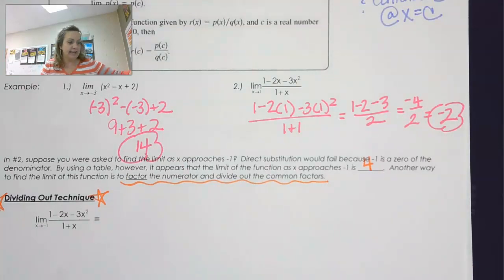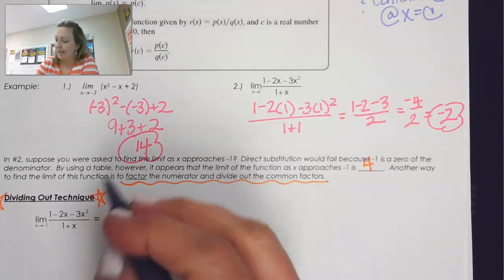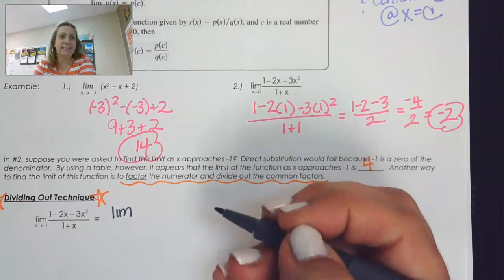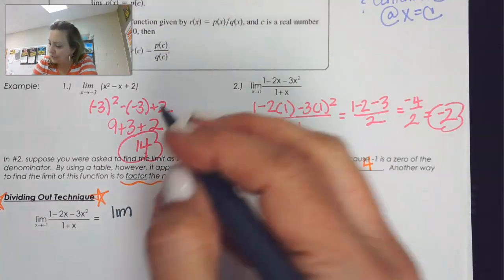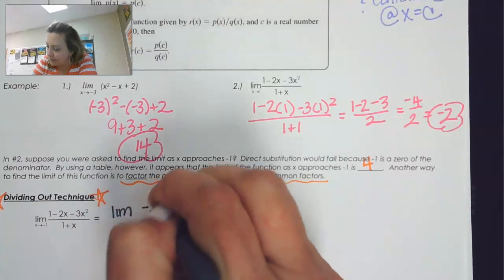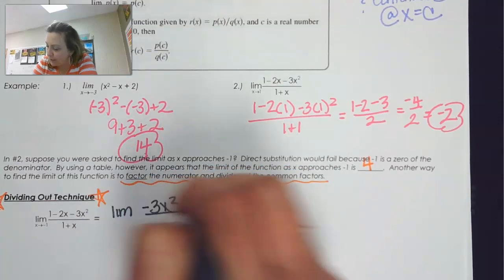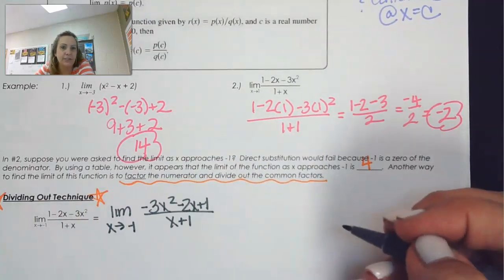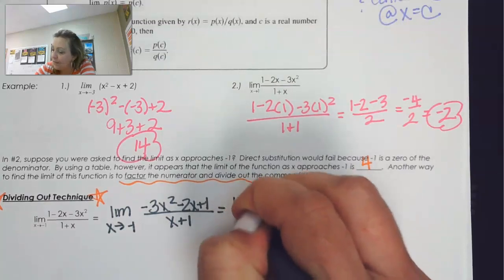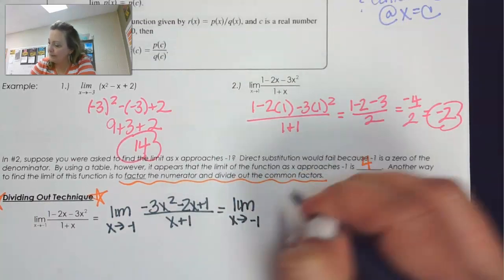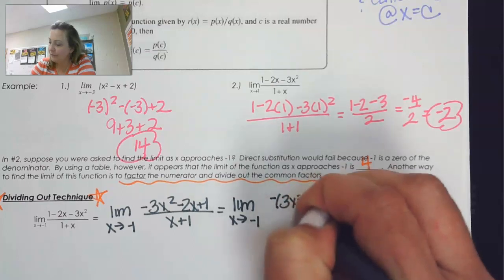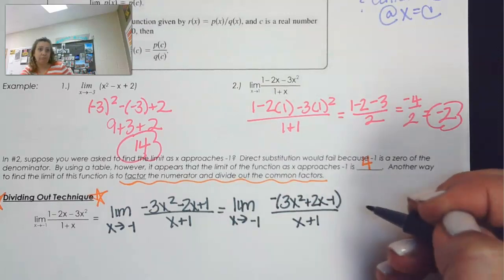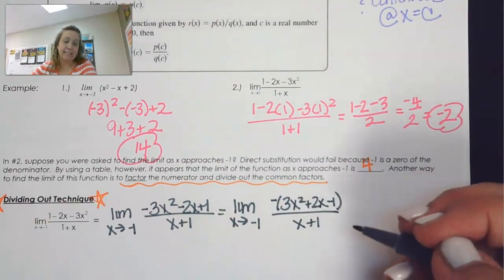So if we were to take that, I'm going to take the limit. I'm going to rewrite this in the standard form for the numerator. So -3x squared minus 2x plus 1 all over x plus 1. For me, writing it in that standard form just makes it a little easier to factor. Okay. When I'm doing all of these simplifications, next I'm going to factor out a -1. I want you to notice that I'm keeping the limit notation throughout. Okay, that's an important thing.